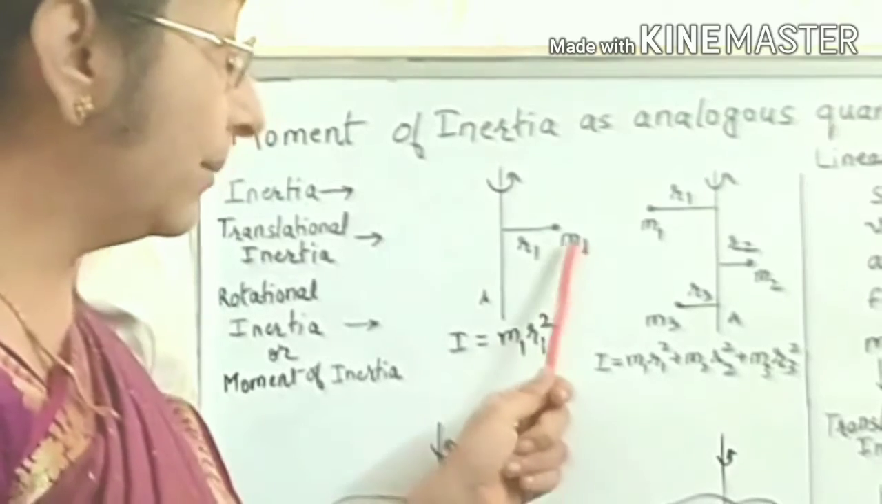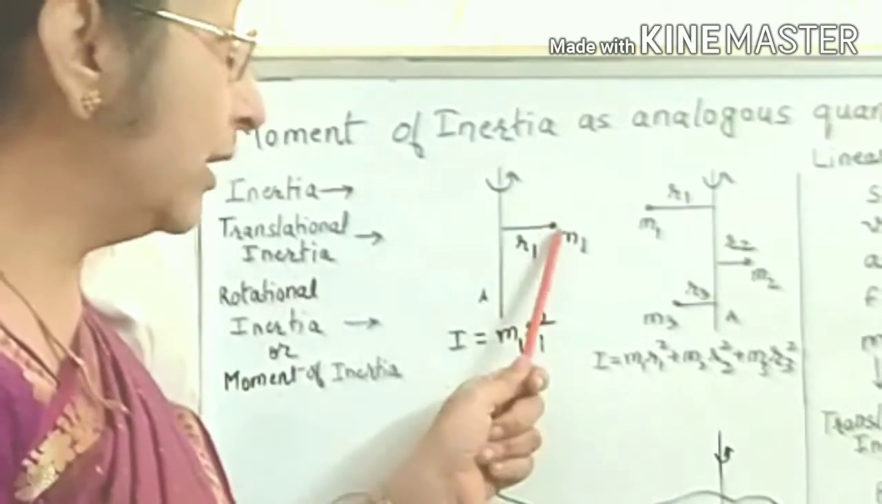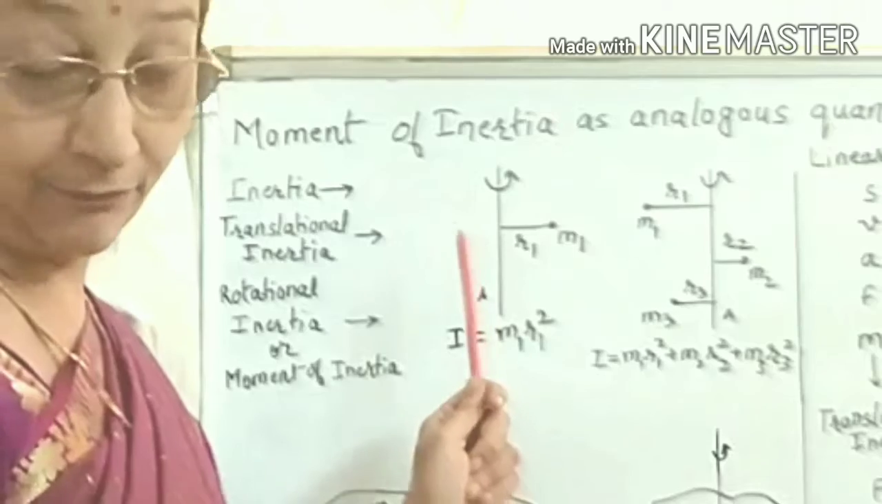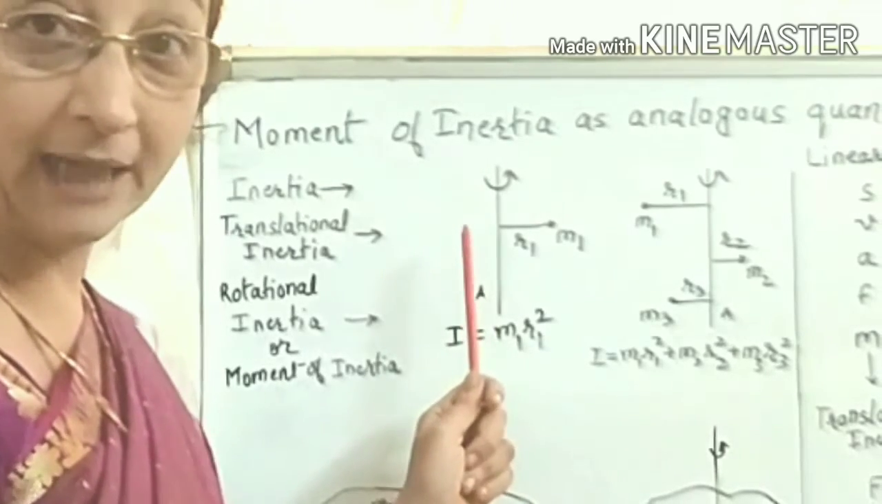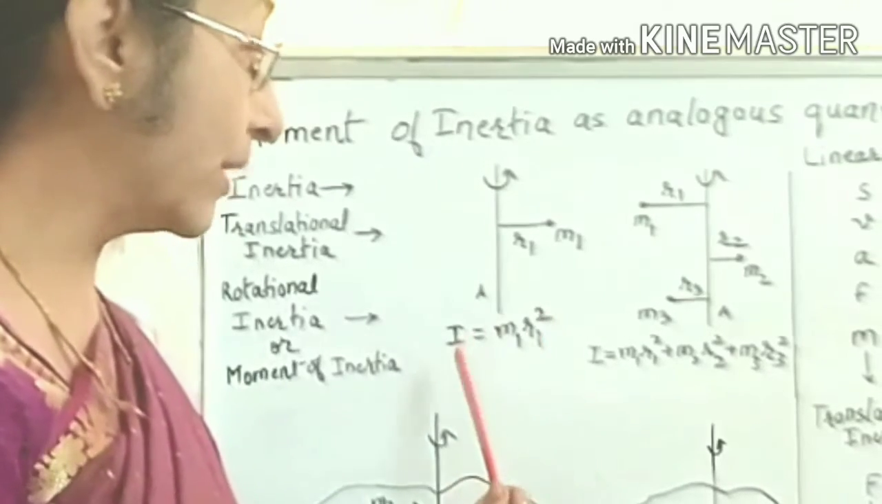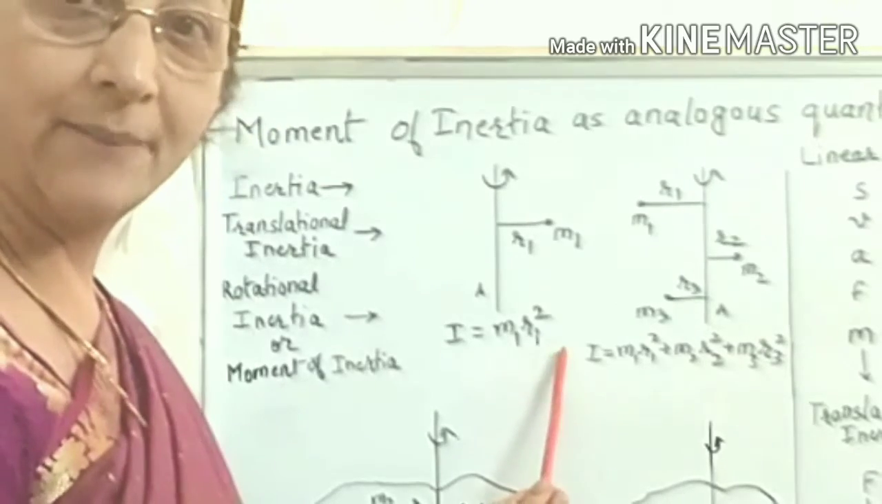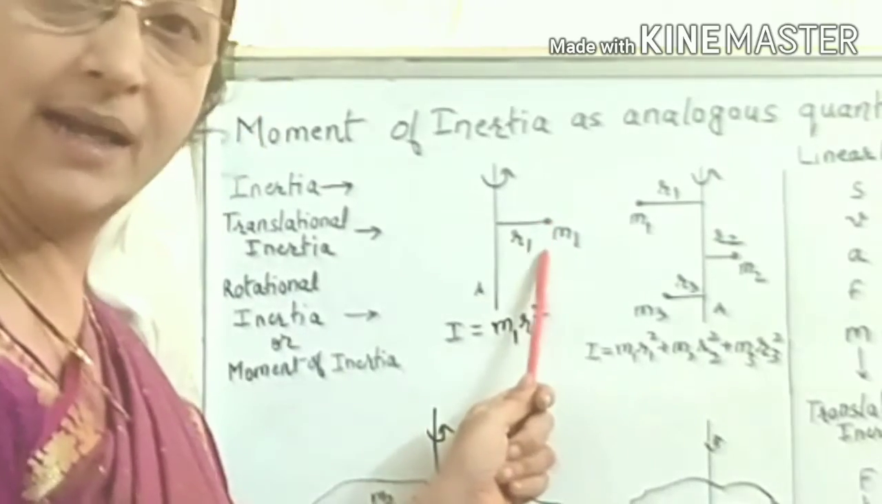I is equal to the mass of the particle m1 into the square of the perpendicular distance from the axis of rotation, that is r1 square. So I is equal to m1 r1 square. So this is the moment of inertia of this one particle system.